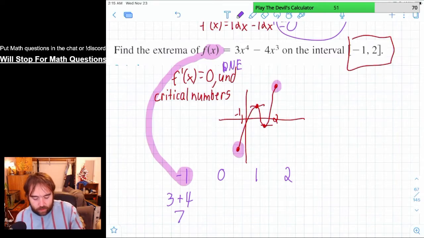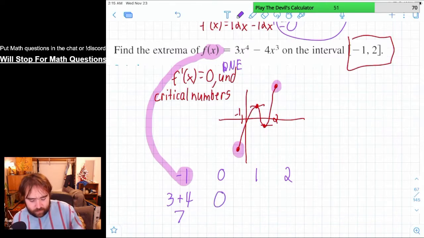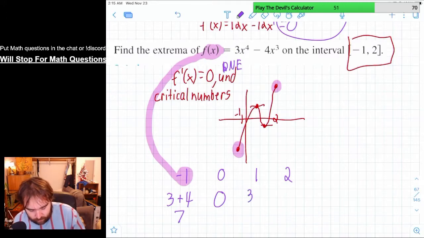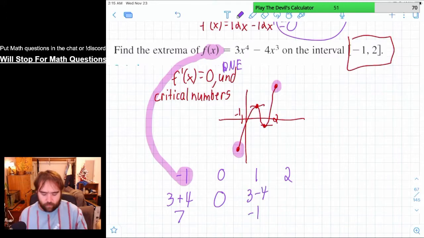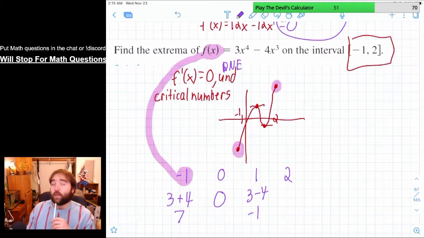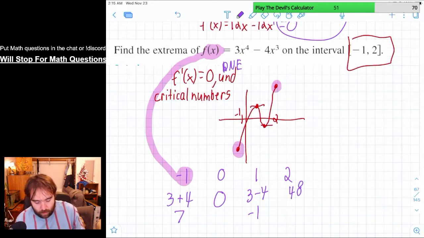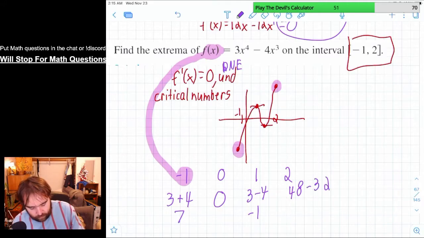Okay. You plug in 0, that's pretty easy. 0 to the 4th minus 0 cubed, that's just 0. You plug in 1, that's also pretty easy. 3 minus 4, so negative 1. You plug in 2, oh, that's more math, but I think you should know powers of 2. 2 to the 4th is 16. 16 times 3 is 48. 2 to the 3rd is 8. 4 times 8 is 32. So then you get 16.